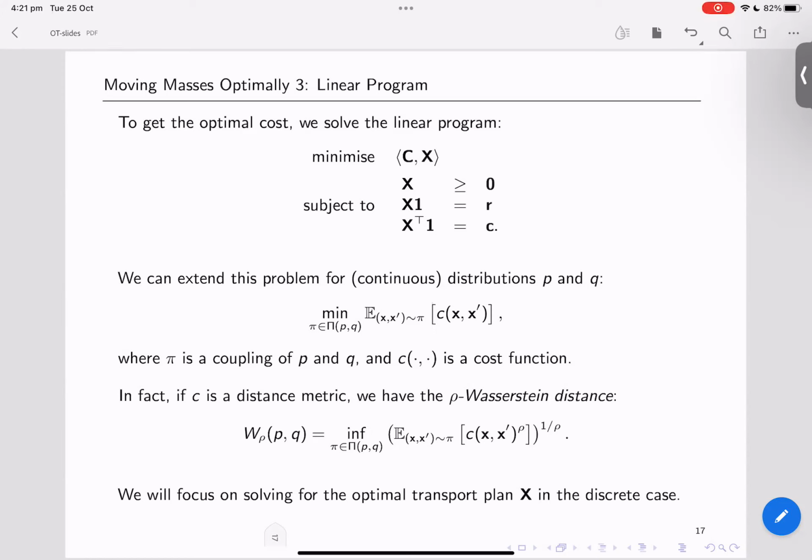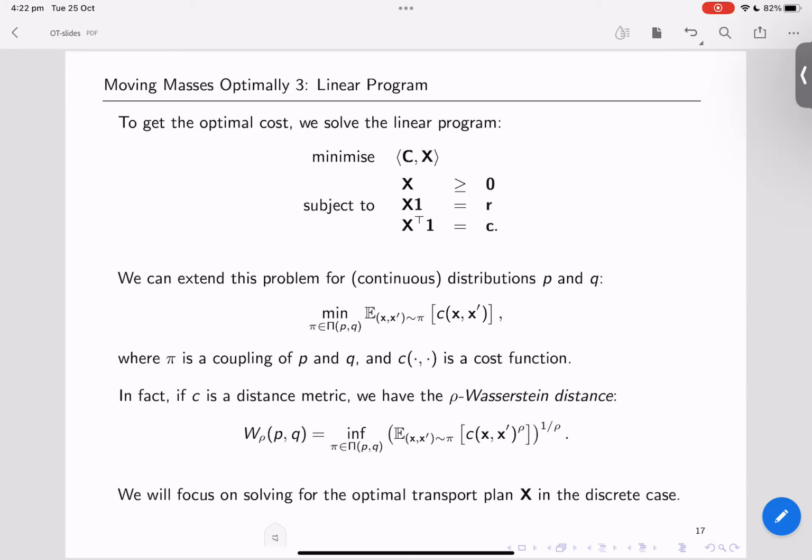And well, we've made an assumption that the distributions are discrete. So how can we extend that to two continuous distributions? Here's how it works. Basically, you have the same formulation, and the set of couplings would be the same: the set of all joint distributions with the marginals R and C, right? And then you would also have a cost function, similar to a cost matrix, between X and X prime, where X and X prime follow the two marginal distributions, okay? Does that make sense with everybody? Okay.